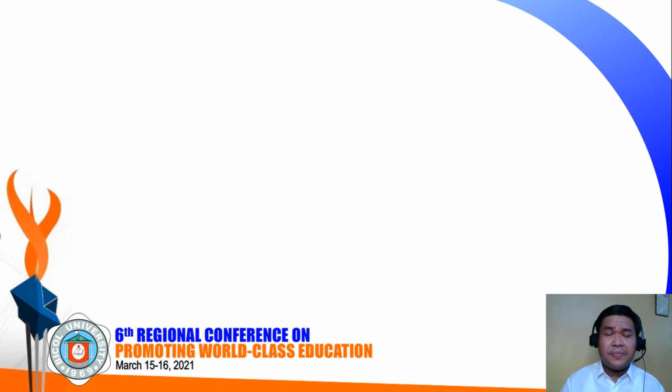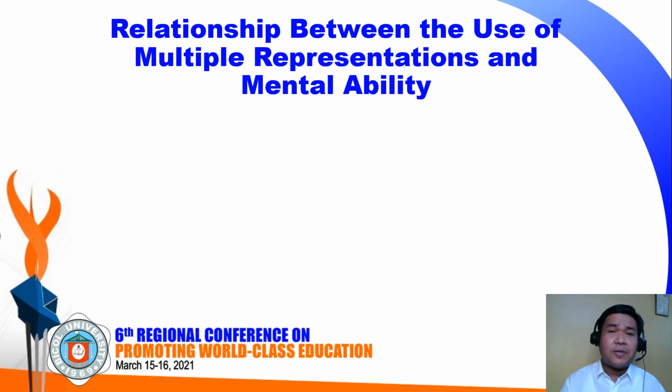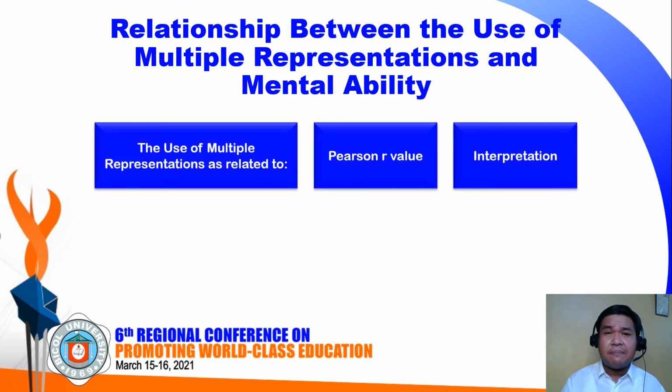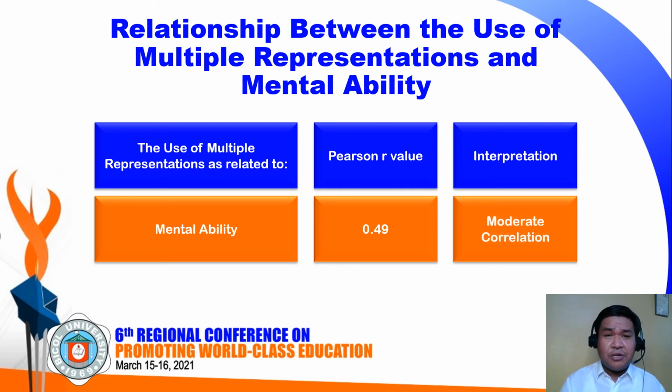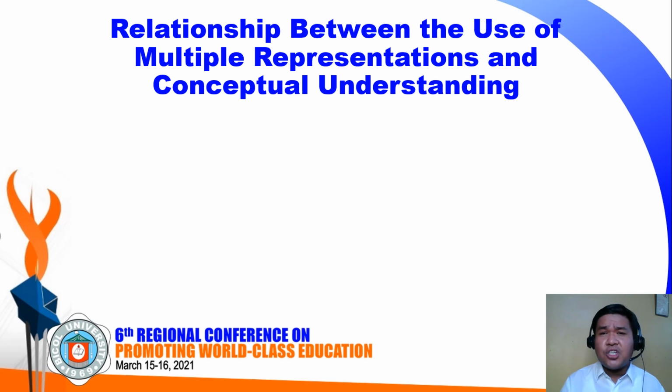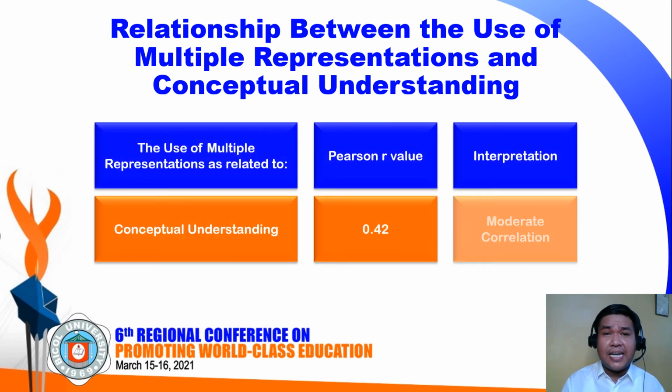For the second research problem, here is the result: the relationship between the use of multiple representations and mental ability. Based on the Pearson correlation coefficient test, it showed that the use of multiple representations and mental ability has a moderate correlation. This means that students with greater number of multiple representations used appeared to have better mental ability as shown in their outputs. Likewise, the relationship between the use of multiple representations and conceptual understanding yielded a moderate correlation. This means that students with greater number of multiple representations used have better conceptual understanding as shown in their outputs.